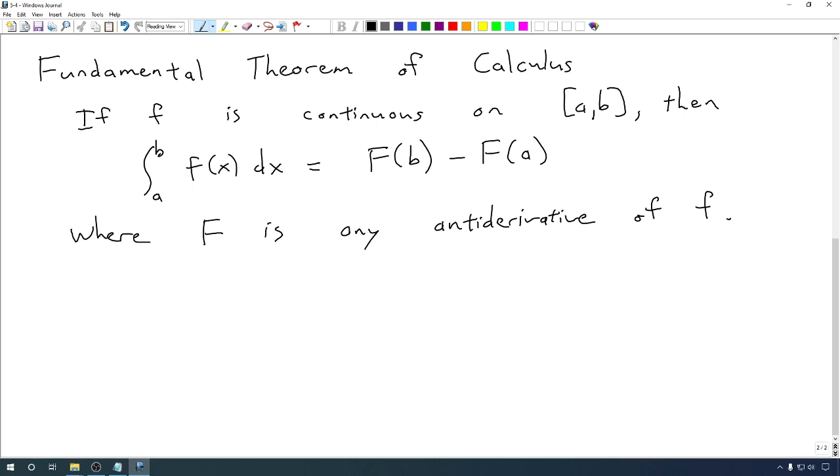Now, this is actually not as difficult to prove, at least to give a sketch of the proof, as it might seem. It might seem, how are we going to connect the idea of area to antiderivatives in any way? Well, we're going to make what we call an area function. Function A of x. It's going to be the integral from a to some variable x. When we write down our actual integral, we're going to have to put a different letter in here, just because we put x there.